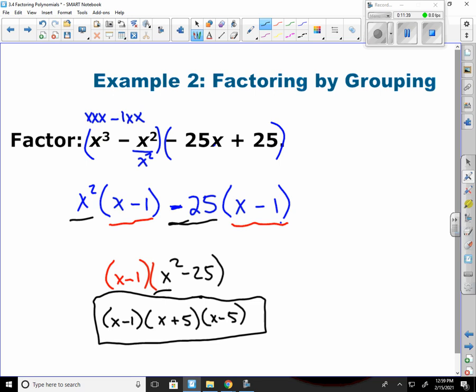If you didn't understand this part here, you should probably go back and look at the factoring binomials video from the beginning of this chapter.